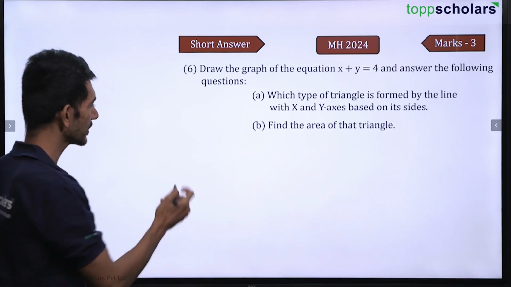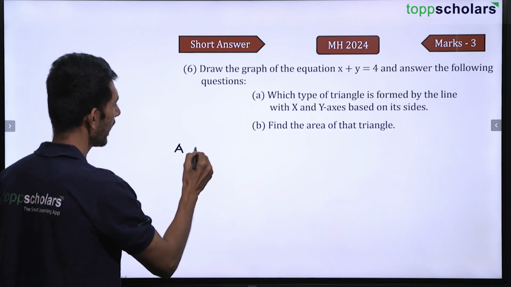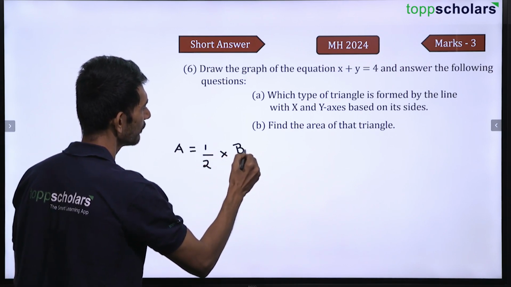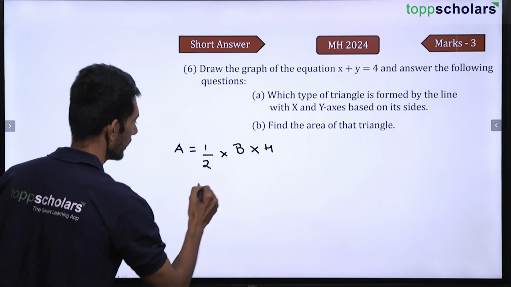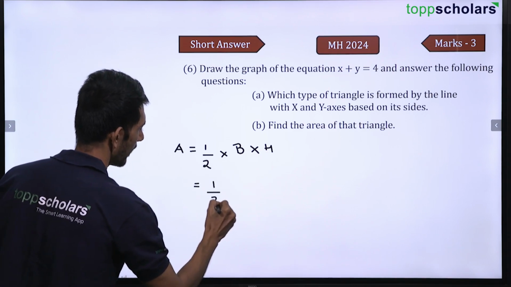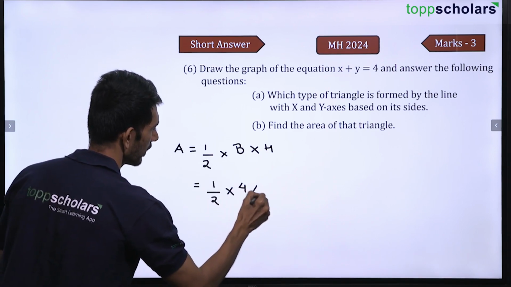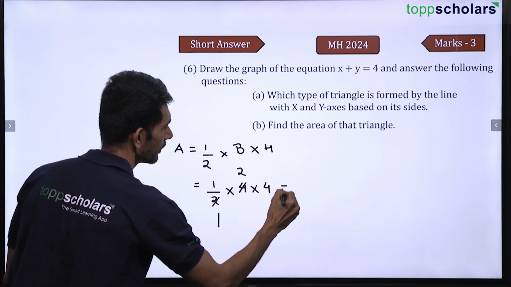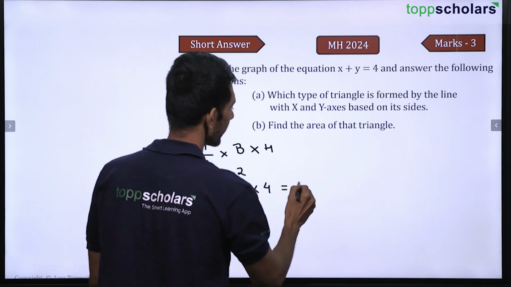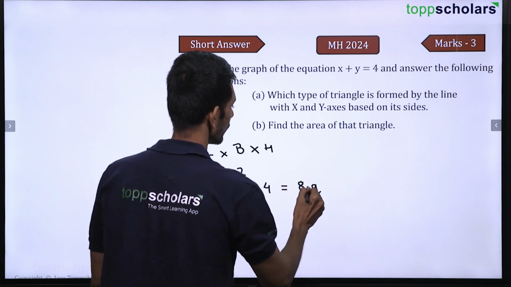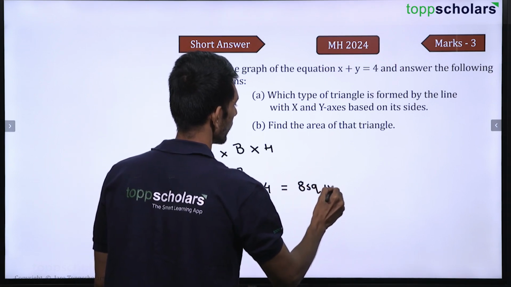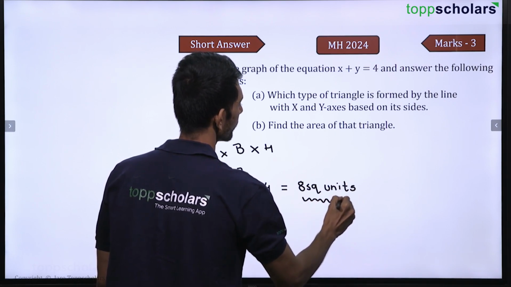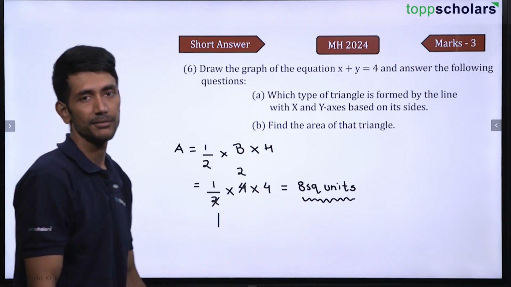So for the second question, can I say area will be half into base into height, let me write down the formula, base into height, that is equal to half into 4 into 4, 2 1s are 2, 4 2s are 8, right? That is 8 square units. So 8 square units is the final answer.